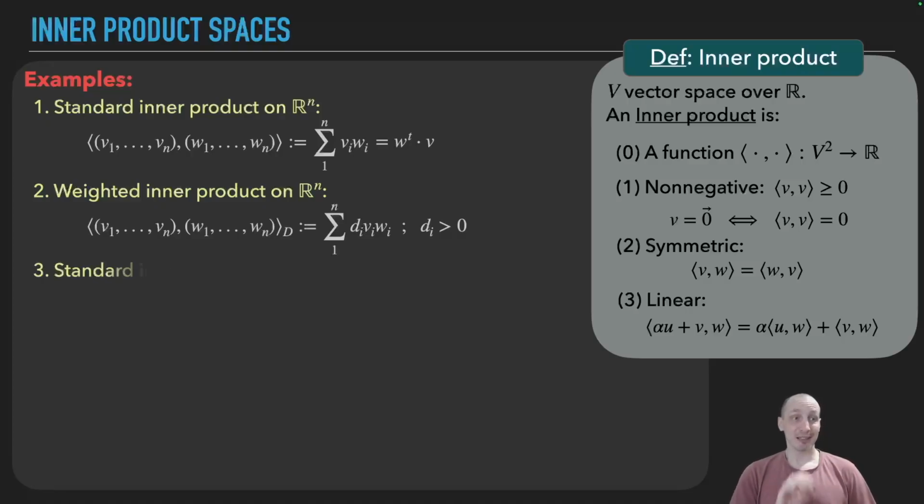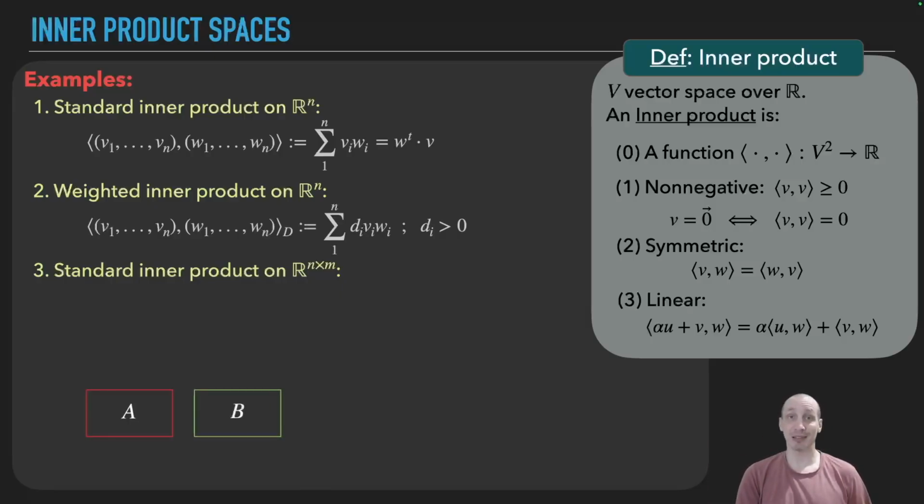Okay, the third example is the standard inner products on matrices of size n times m. So now we have two matrices and we want to multiply them. And the question is, how do we do it? So let me start with the standard multiplication.